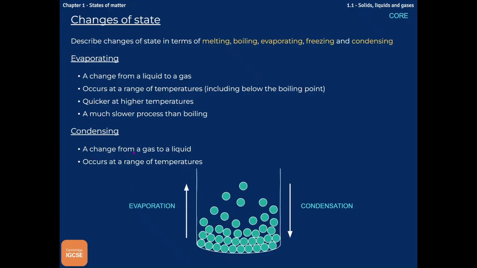Condensing, right? A change from a gas to a liquid. This also occurs at a range of temperatures. So there's a boiling point for water, but water coming out of its gaseous form and going into its liquid form happens at a range of temperatures. This is true for all gas to liquid transitions, right?